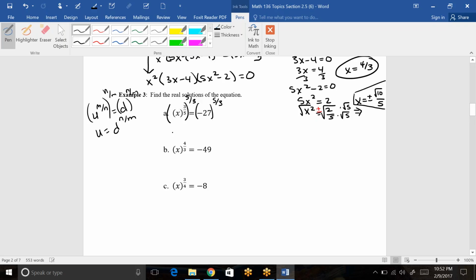power on each side. So that would be x, and this would be the third root of negative 27 if we convert it to a radical, all raised to the 5th power. So cubed root of negative 27 is negative 3. Raised to the 5th power is negative 243. So there's that one.